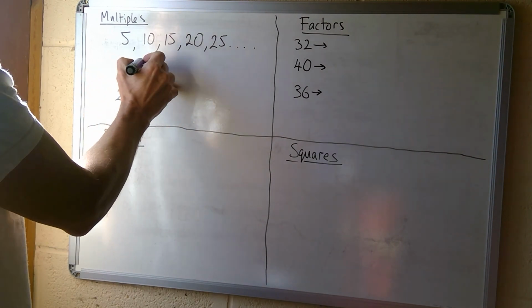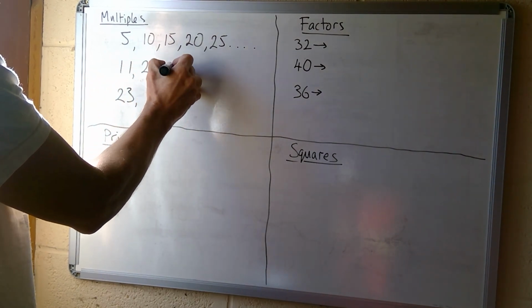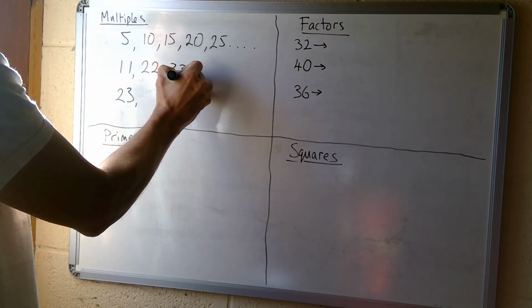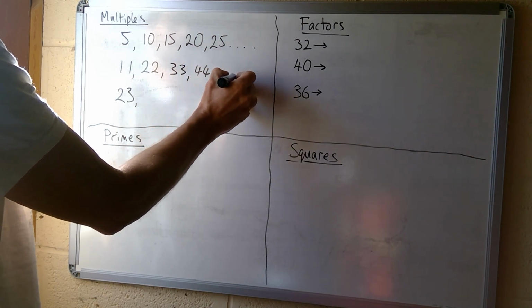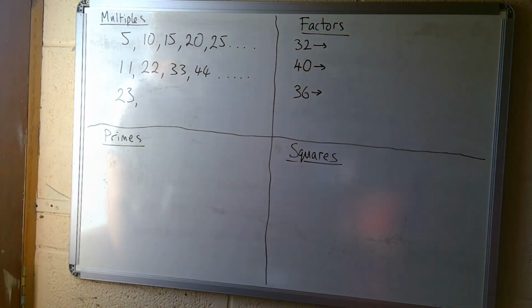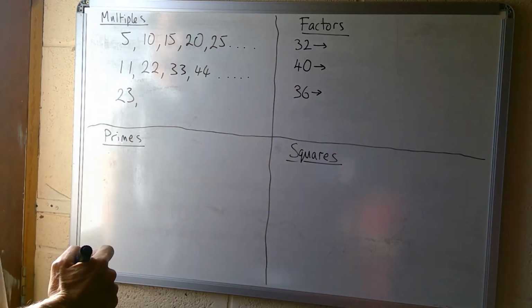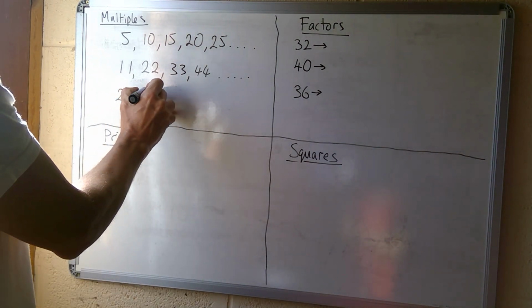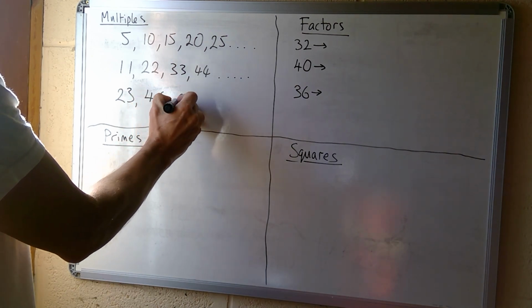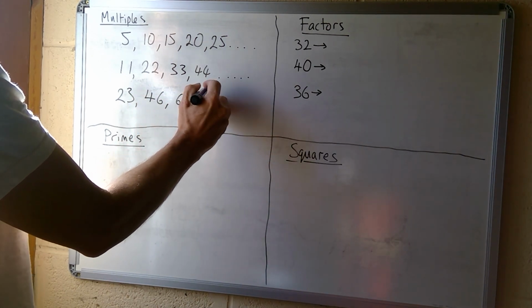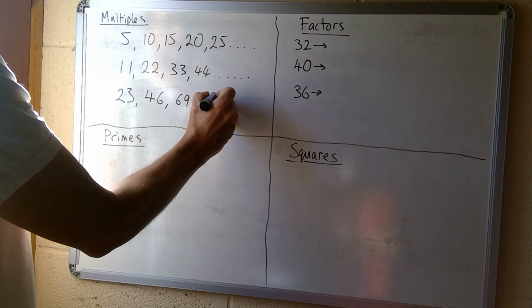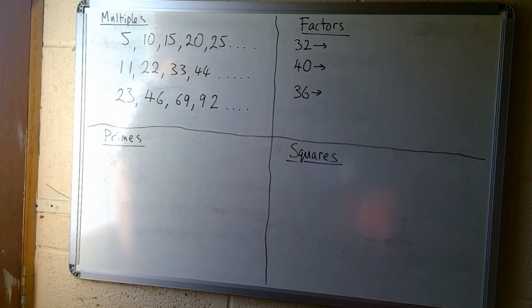The multiples of 11 would be 11, 22, 33, 44, and so on. We tend to know the multiples up to 12 pretty well, our times tables, but other numbers have multiples too. So I could say the multiples of 23 would be 23, 46, 69, 92, and so on. So that's multiples.